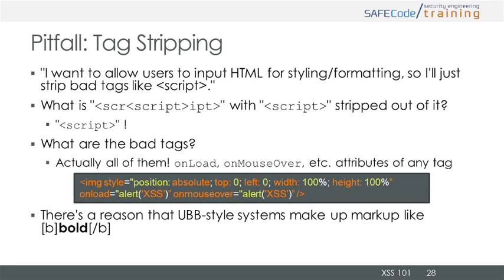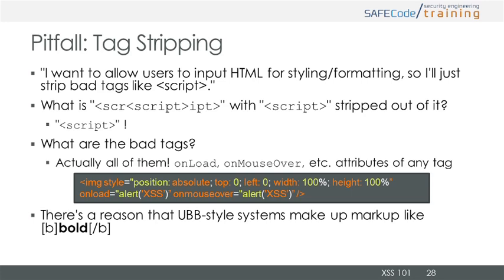So, for example, if you have code that does a find and replace that strips out all of the occurrences of the tag script, then attackers have learned that they can provide input like SCR script IPT. And the find and replace will strip out that script tag in the middle there, and then actually assemble the two halves of another script type for you.